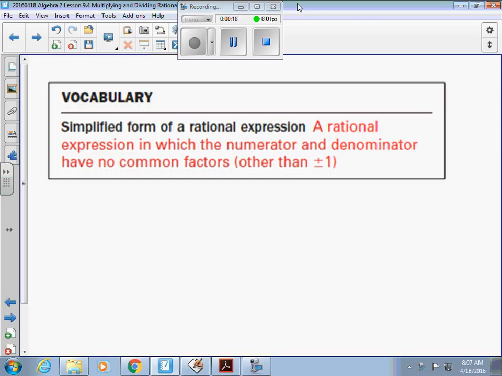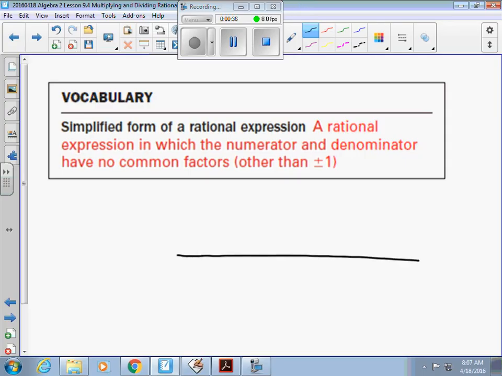What is a simplified form of a rational expression? It is simplified if the numerator and the denominator have no common factors other than plus or minus 1. What that's saying is when you look across the problem, if something is exactly the same at the top, like x plus 1, as it is at the bottom, x plus 1, you're going to eliminate that and that. So if there's not something that's exactly the same at both the top and the bottom, once the top and bottom are completely factored out, then it's considered simplified.